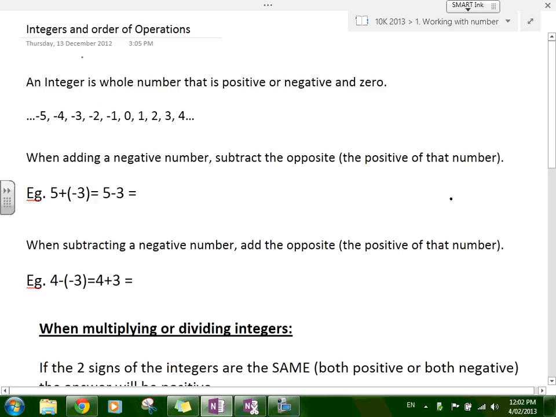On the other side, when you're subtracting a negative number, so it's a minus minus, you change the negative sign to a plus, and you add the positive of it. So you change the negative number to a positive number, you change the minus sign to a plus sign. What you end up with is 4 minus minus 3 is equal to 4 plus 3, which of course is 7.